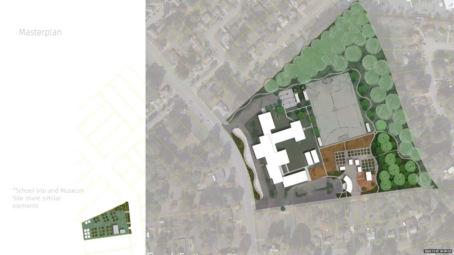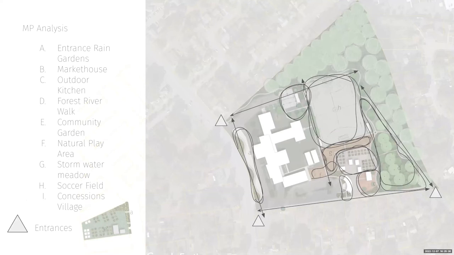So this is the master plan. I'll analyze it in a moment. I just wanted to emphasize that some of the elements that I will be covering around the elementary school are in the museum site as well. So I'll be focusing on the museum site, on the elementary site for this presentation. But the analysis goes as thus.